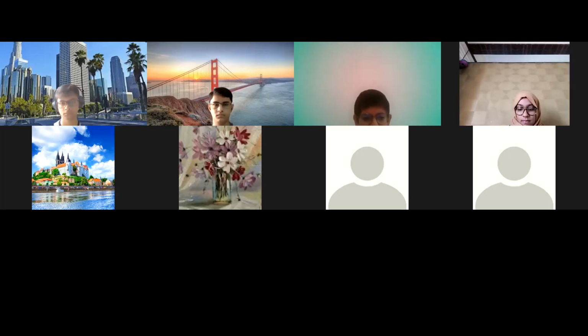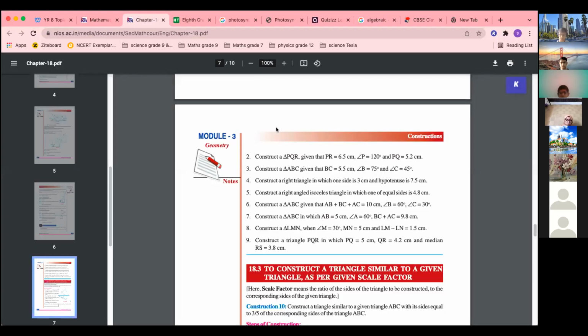Next is construct a right triangle where one side is 3 centimeter and hypotenuse is 7.5. So these you have to draw. Okay. Homework is you have to draw all the constructions. When you draw, you will understand. We can draw like this. Let us take, because names are not given, a triangle A, B, C. Hypotenuse is 7.5 and one side is 3 centimeter.